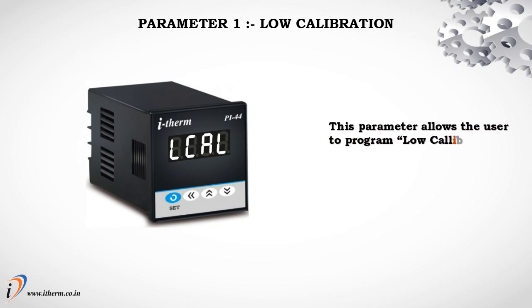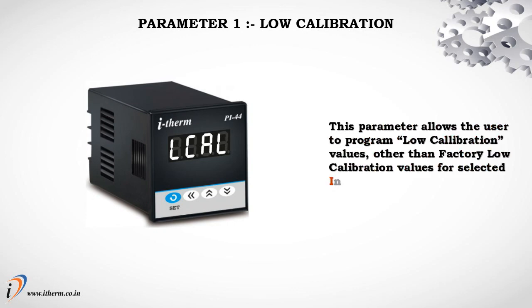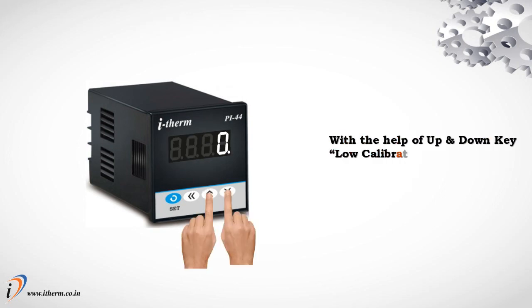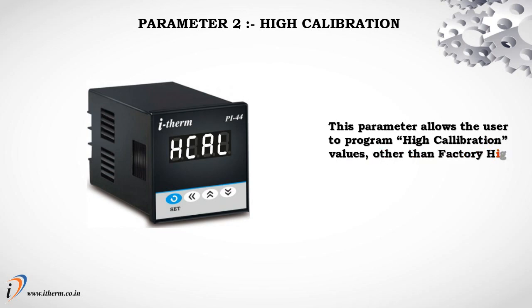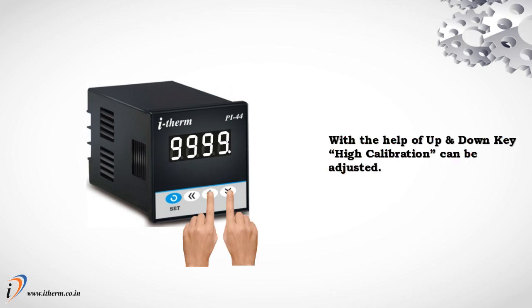Parameter 1, low calibration. This parameter allows the user to program low calibration values other than factory low calibration values for selected input type. With the help of up and down key, low calibration can be adjusted. Parameter 2, high calibration. This parameter allows the user to program high calibration values other than factory high calibration values for selected input type. With the help of up and down key, high calibration can be adjusted.